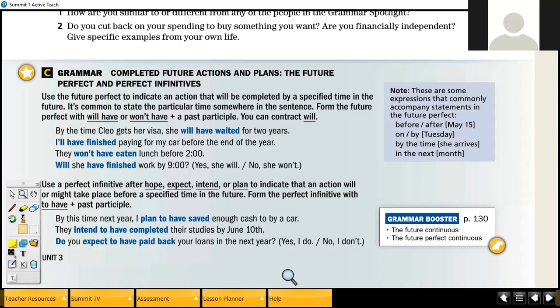Now, an important part, the time expressions. Time expressions that indicate when you can use the future perfect. These are some expressions that commonly accompany statements in the future perfect: before, after, for example before May 15th, after May 15th; on or by Tuesday, Wednesday, Thursday, Friday, June, July, September, October, etc.; by the time she arrives, or in the next month, in the next week, in the next hour, etc. These are the most common expressions we can use. Okay?